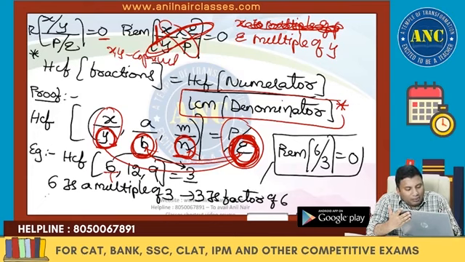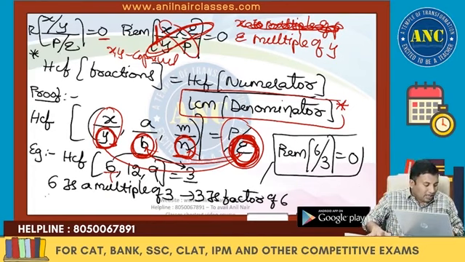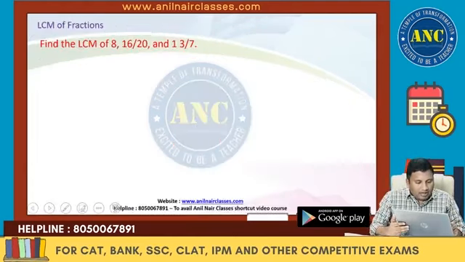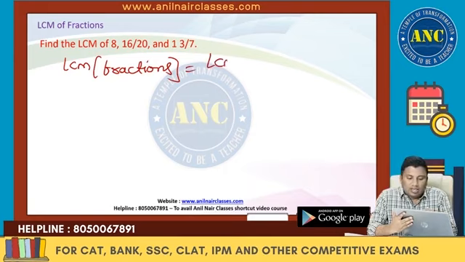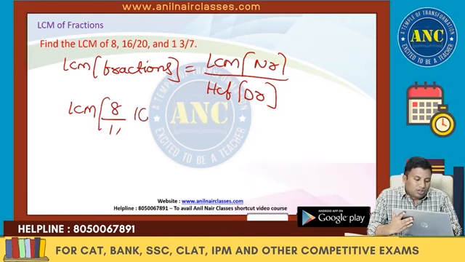If q is a multiple of y, if q is a multiple of b, if q is a multiple of n, all the three numbers' common multiple is nothing but LCM. I hope it is clear. That is the reason we will write LCM of fractions is LCM of numerator divided by HCF of denominator. So it is LCM of 8 by 1, 16 by 20 and 10 by 7.